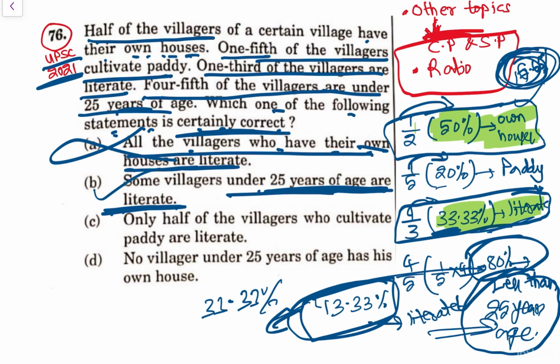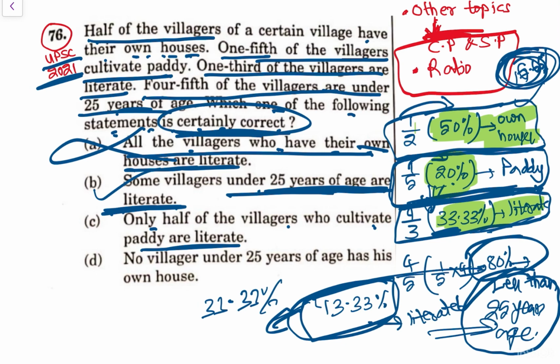Then let's check other options also. Only half of the villagers who cultivate paddy are literate. Paddy is like 20% cultivate कर रहा है, तो only half are literate? No. हो सकता है कि ये 20% ही literate हो. This entire 20% can be literate, right? We don't know. So we cannot certainly say this.